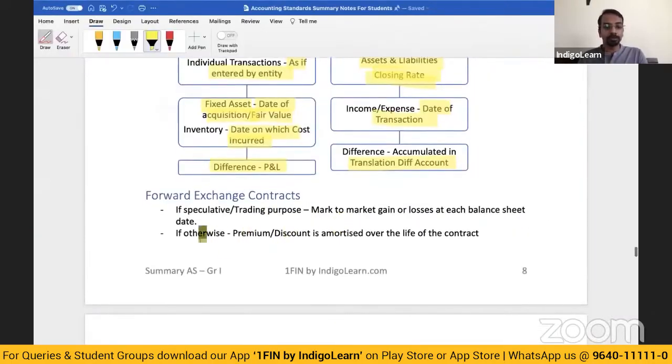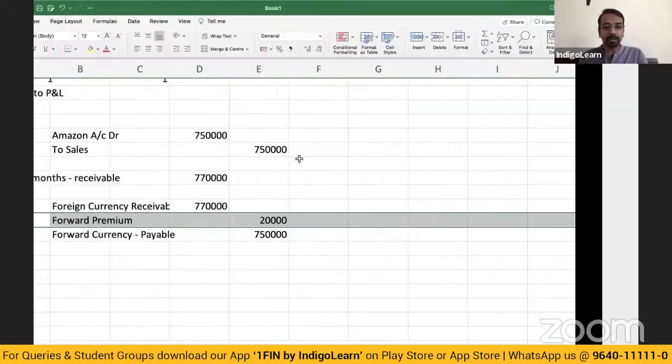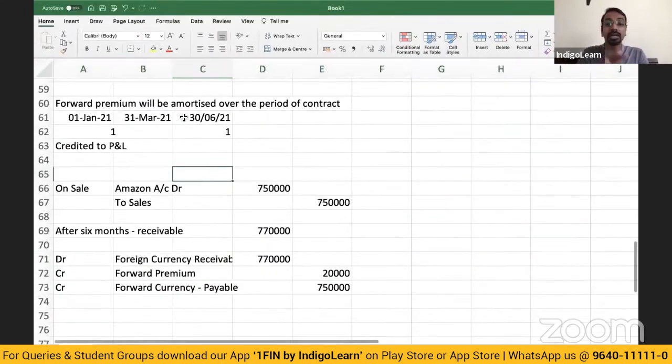Okay. So what did we understand? Premium or discount is amortized over the life of the contract. This is when it is not done for speculative and trading purpose. Now, what is this not done for speculative and trading purpose? In the cases that we have seen, the intention of the company is not to speculate and not to trade. The intention of the company is to safeguard the cash flows. They would receive $10,000. They don't want variability in the cash flows. They are doing hedging. We call it hedging.